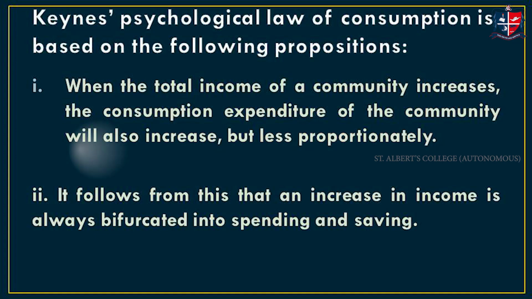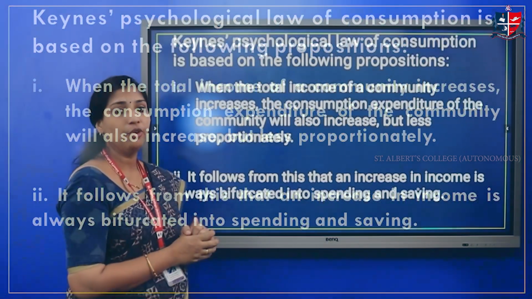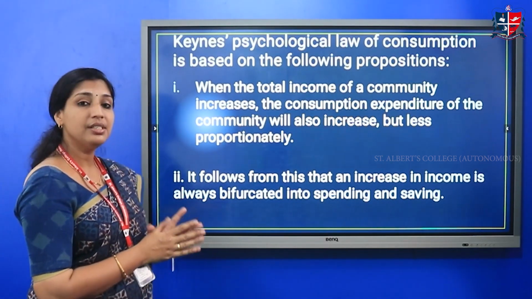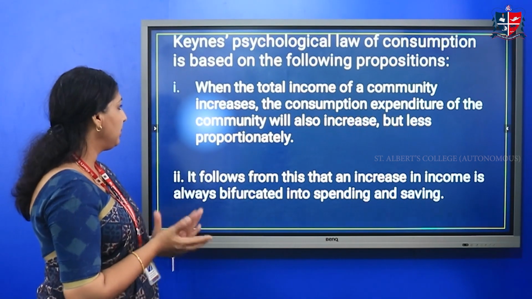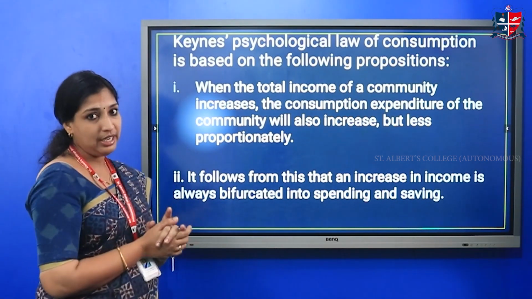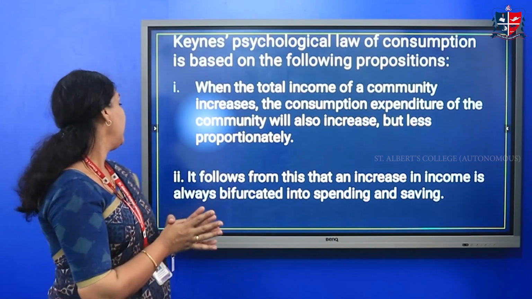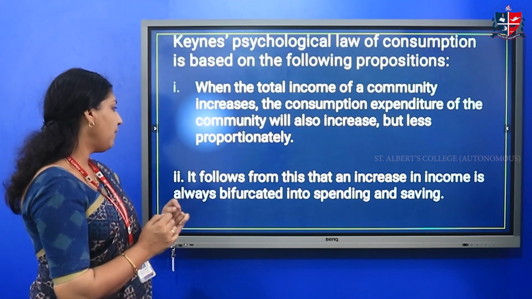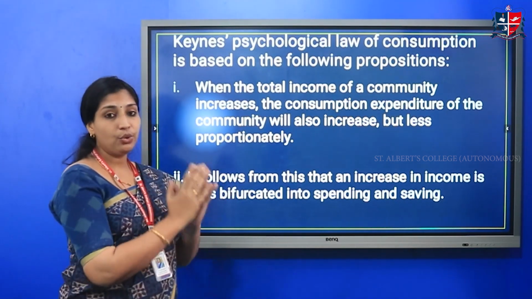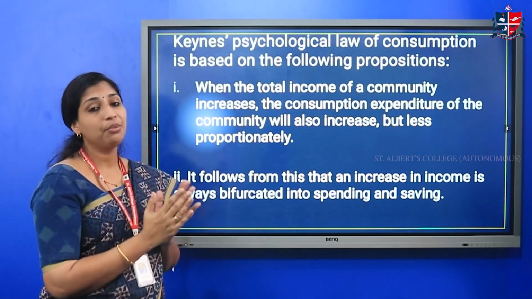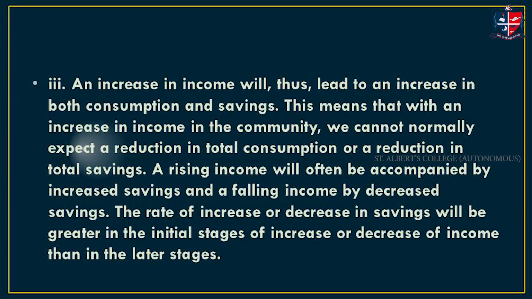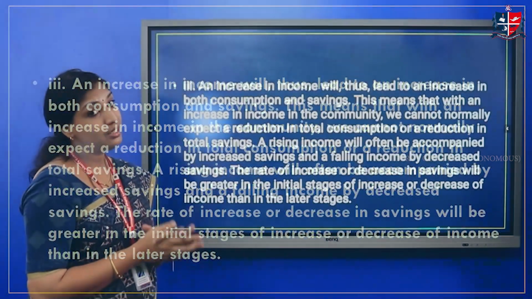Now, Keynes' psychological law of consumption is based on the following main propositions. When the total income of a community increases, consumption expenditure of the community will also increase, but less proportionately, because the rest has been saved. The second thing is that an increase in income is always bifurcated into spending and saving. So change in income is the sum of change in consumption plus change in savings. An increase in income will thus lead to an increase in both consumption and savings.